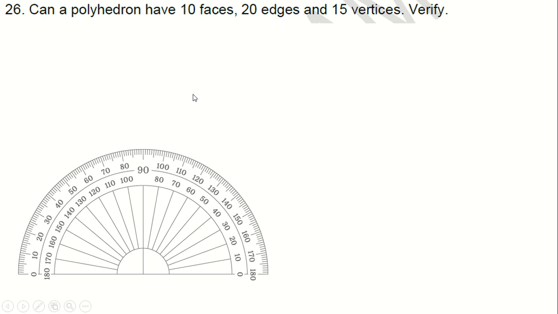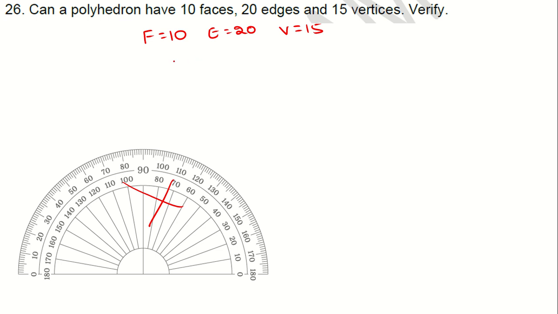Then we take the next question: can a polyhedron have 10 faces, 20 edges and 15 vertices? Verify. That means faces F is equal to 10, edges E is equal to 20, and vertices V is equal to 15.